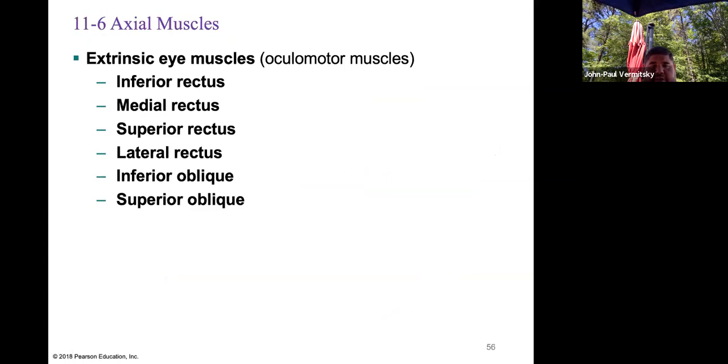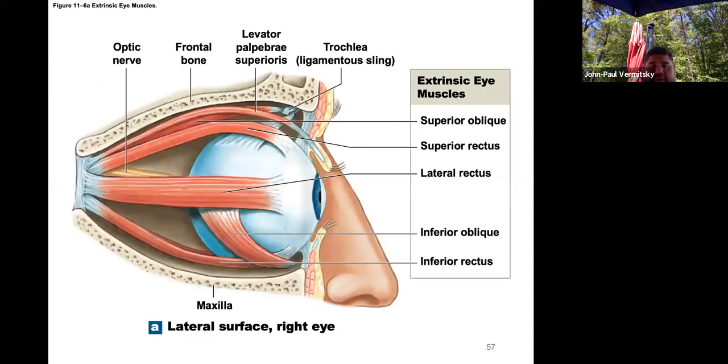Muscles that move the eye. We have the inferior rectus, medial rectus, superior rectus, lateral rectus, and then the inferior and superior oblique muscles. So there are 6 muscles that are responsible for ocular motor movements, or movement of the eye.